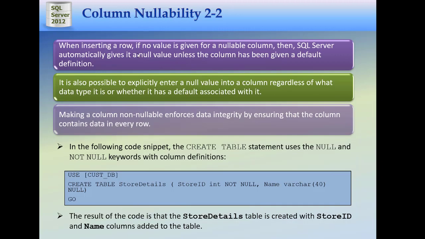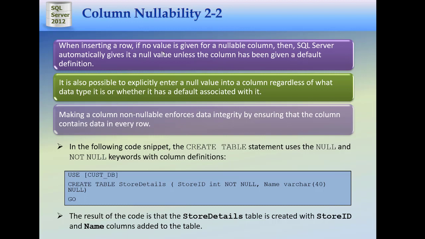When inserting a row, if no value is given for a nullable column, then SQL Server automatically gives it a null value unless the column has been given a default definition. We'll see this later. It is also possible to explicitly enter a null value into a column regardless of what data type it is or whether it has a default associated with it. Making a column nullable enforces data integrity by ensuring that the column contains data in every row.